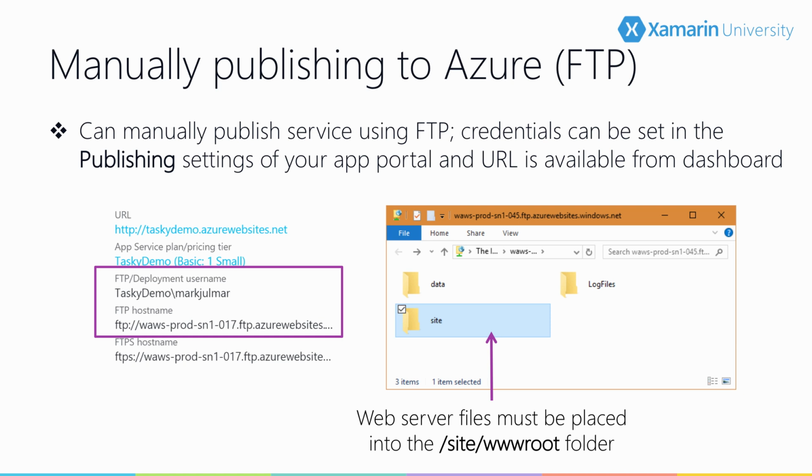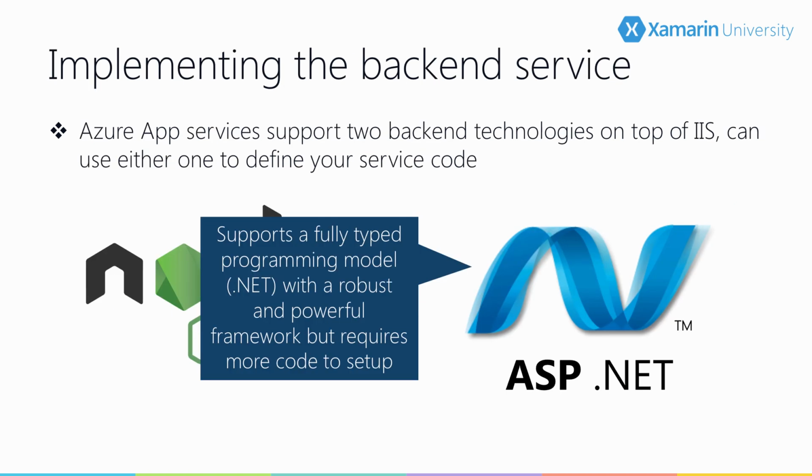FTP provides access to the root of the IIS structure. The second way you can define your backend logic is through an ASP.NET MVC app created with Visual Studio. The ASP.NET approach defines your service using ASP.NET MVC with the model view controller style. Each endpoint has a controller which works with defined models, all defined in a .NET supported language, such as C#.